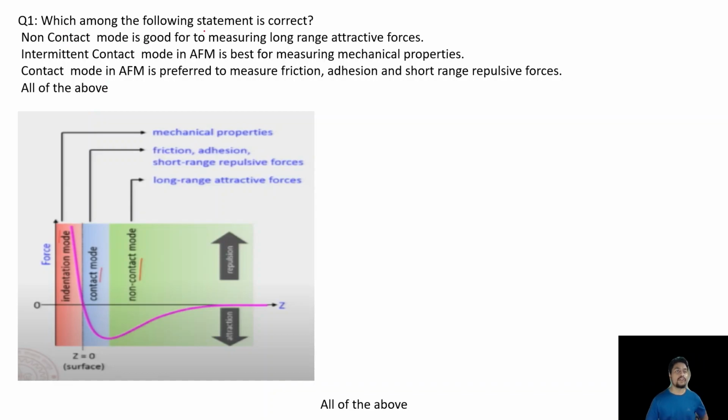So which among the following statements is correct? Non-contact mode is good for measuring long-range attractive force. So the non-contact regime is the regime where there is only attraction, and that is long-range attraction force. So that is true. Intermittent contact mode in AFM is best for measuring mechanical properties.